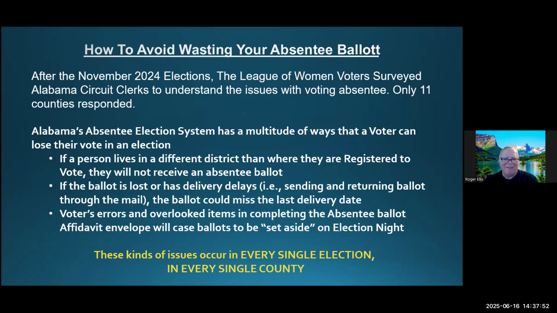You keep hearing about this going on in North Carolina almost every day. Voter errors and overlooked items in completing the absentee ballot affidavit envelope will cause ballots to be set aside on election night. So when they look through that affidavit and see a mistake, they just take that ballot and set it aside. It's not going to get counted. And we put in a few bills. Well, we put the bill in every three years to cure these ballots, but they haven't passed it yet. These kinds of issues come up in every single election.